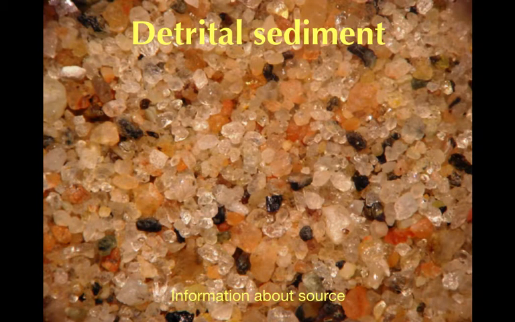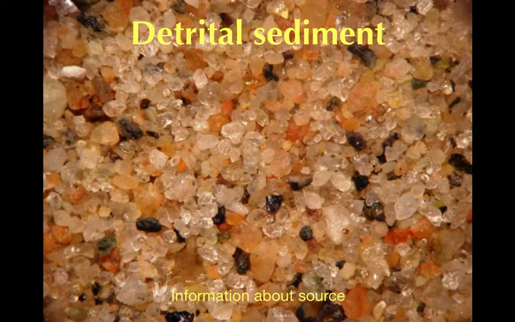In this video I'm going to talk about what the composition of detrital sediment can tell you about source areas. Detrital sediment is sediment that is eroded from a source and then transported and deposited in a sedimentary basin. The biggest factor governing the composition of detrital sediment is the composition of the source.